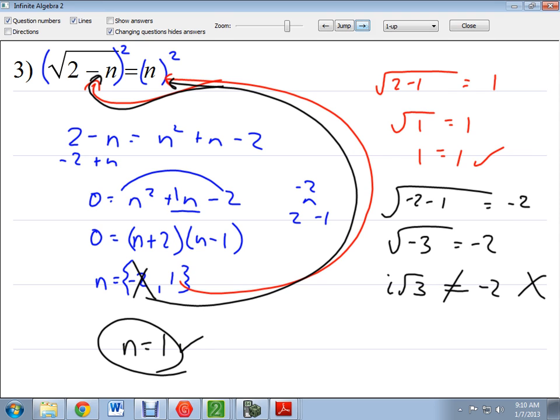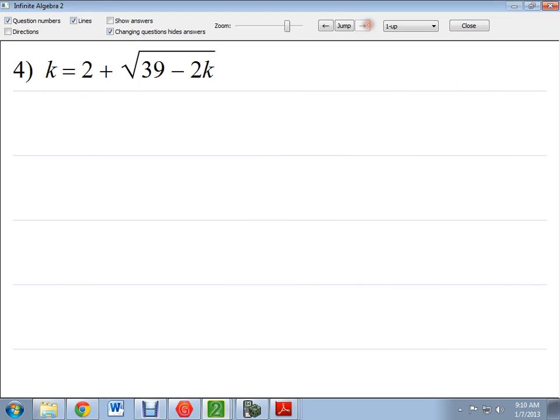Most commonly, the extraneous solutions are the negative ones. However, negative answers are perfectly acceptable if they work on both sides of the original equation. It really just depends on your equation.